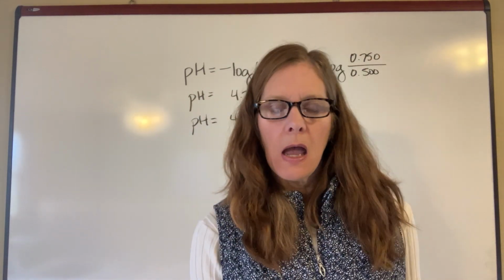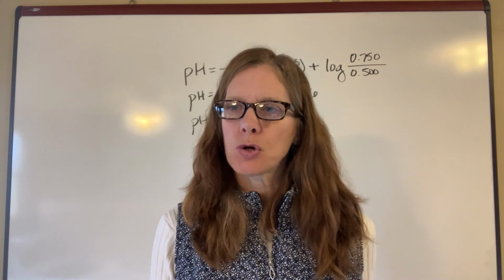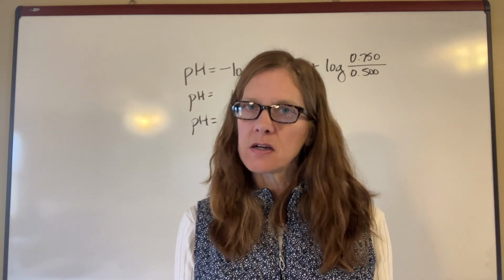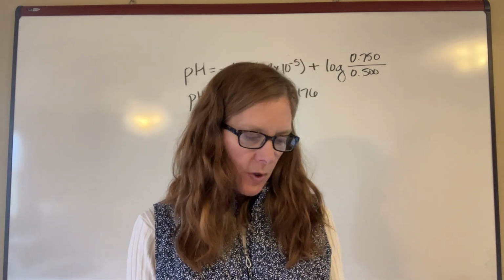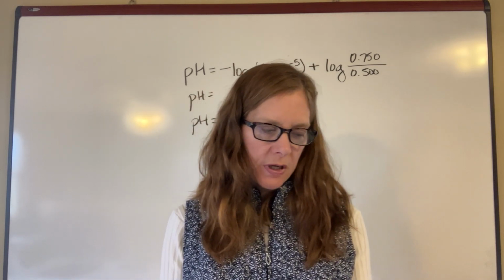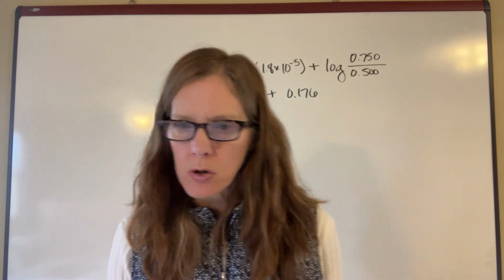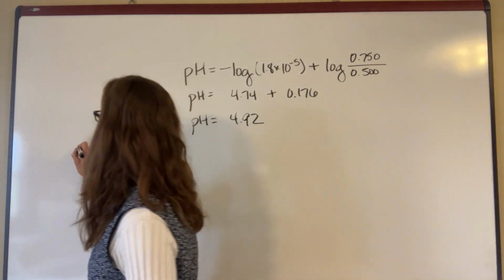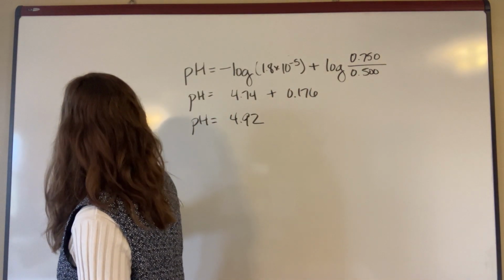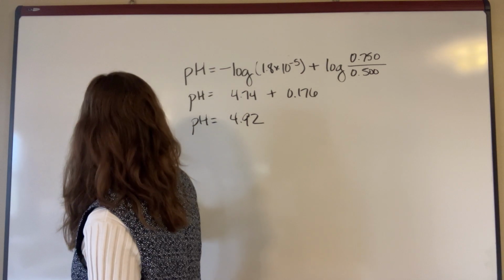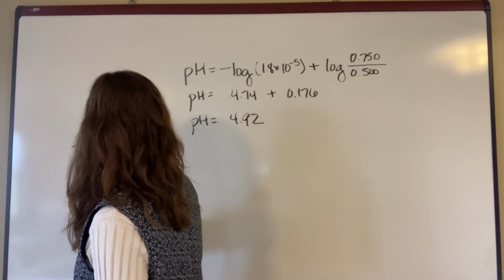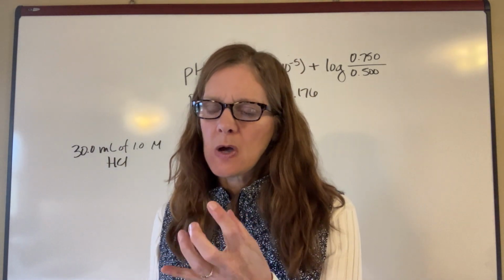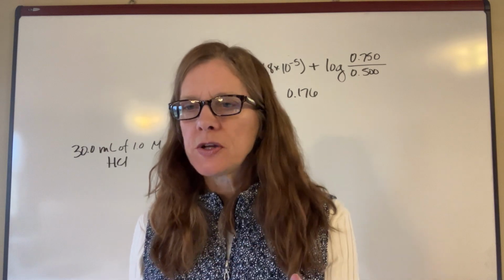Now, we have already talked about how when we add base or acid to a buffer, we know that it's not going to change the pH a whole lot. So what's going to happen? Well, he says that we're going to add 30 milliliters of 1 molar hydrochloric acid. Okay, so I have 30 milliliters of 1 molar HCl. So whenever I have a strong acid, that's going to be a complete reaction.